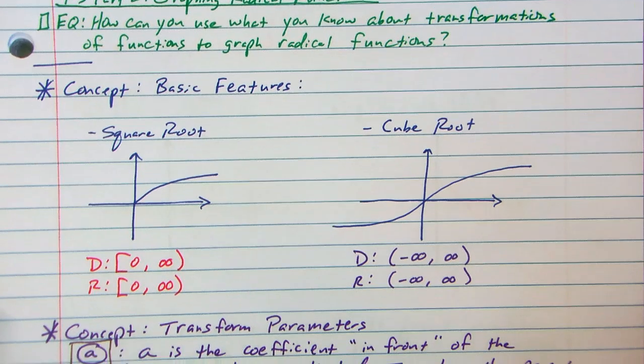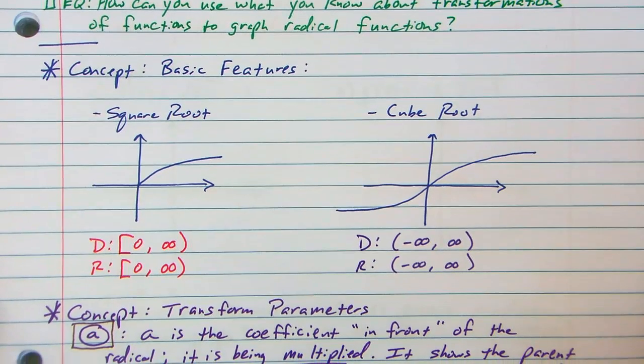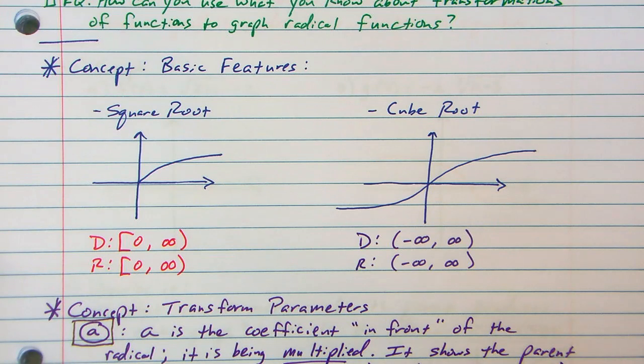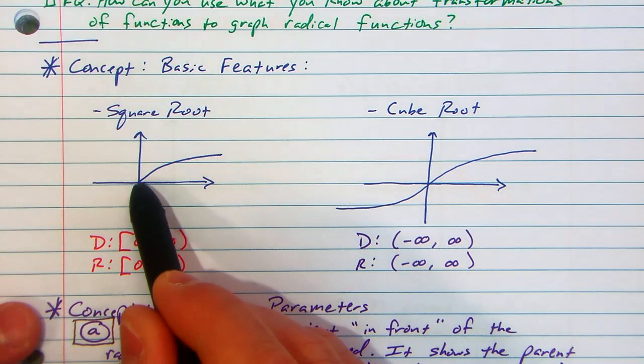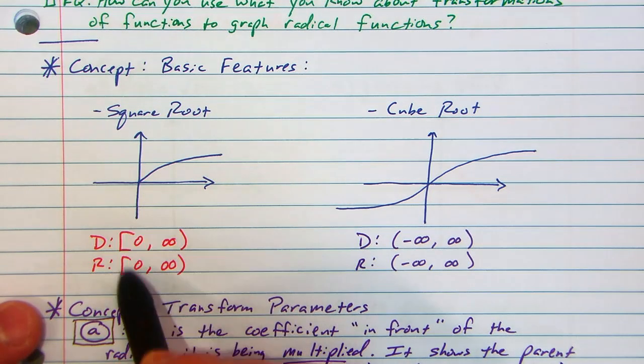You can also see that this is something we didn't talk about yesterday, but something you will be responsible for answering on the homework: the domain and range. You see how the square root function cuts off, the domain and range starts at the origin.